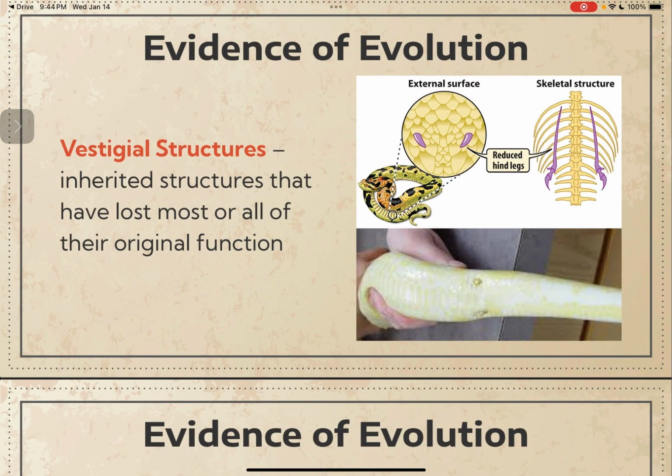Now, other evidence of evolution: we have different structures, and looking at these structures, we can see what they have in common. Our first thing is a vestigial structure. A vestigial structure is an inherited structure that has lost most or all of its original function.